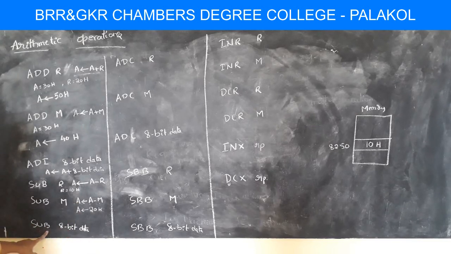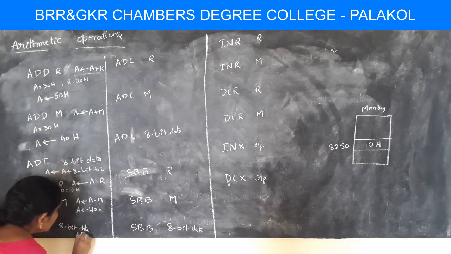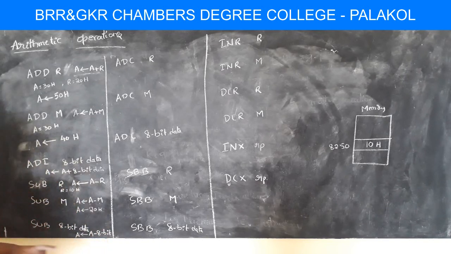Okay, and next after that, SUI 8-bit data. This is also the same kind of instruction. For the 8-bit data, for example, I consider 20H. So the meaning of this instruction is A minus 8-bit data. The accumulator has 30H, and 30 minus 20 is 10. That means 10 is stored in the accumulator. Therefore this is the meaning of this instruction.